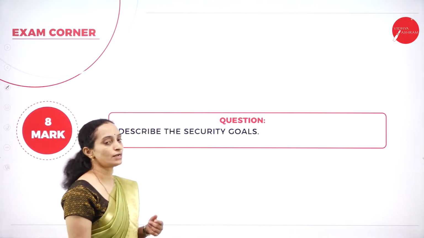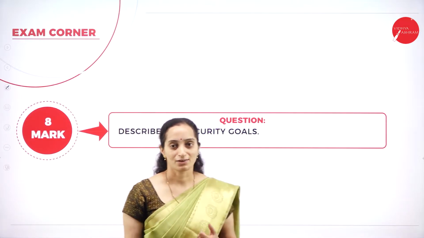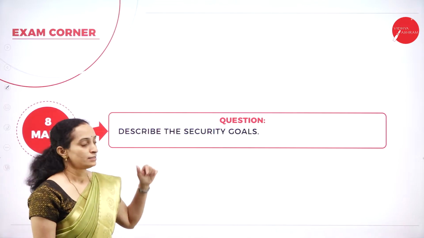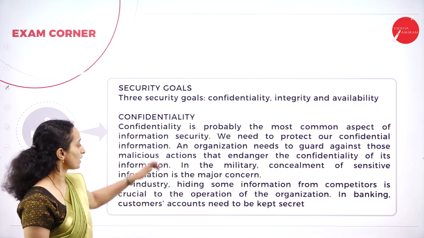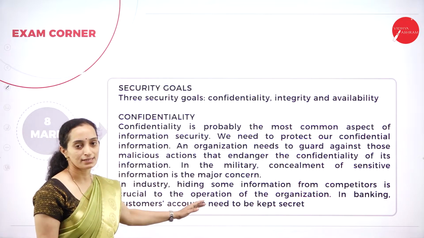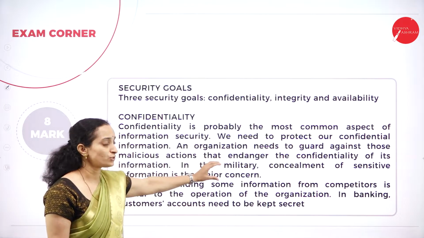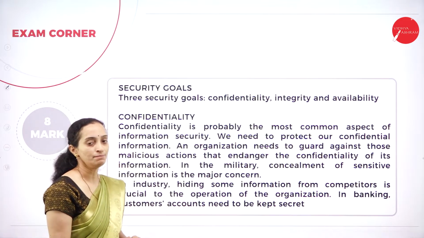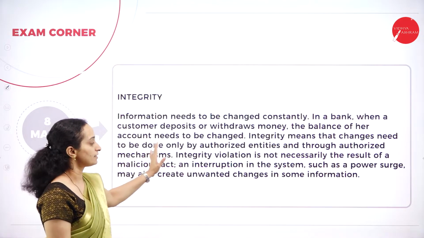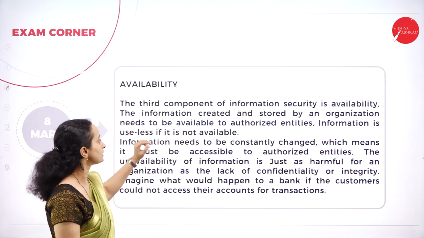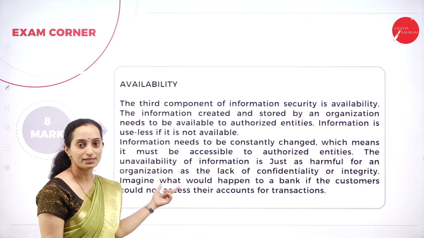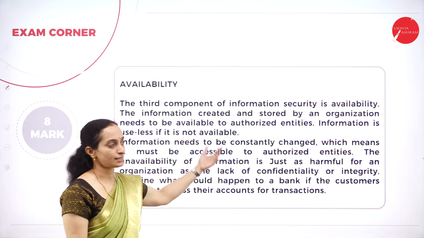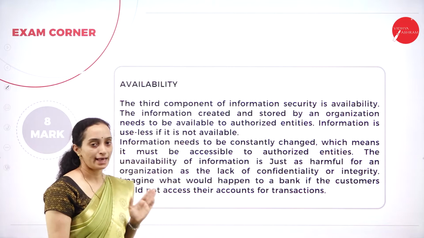Now we shall come to the descriptive questions. So the first one we got is the security goals. You can answer like this. I have given this answer. You may reduce one or two sentences and continue with the next thing. Confidentiality, integrity and availability. If you know the example, you can add it, or else you can skip and give only the explanation.